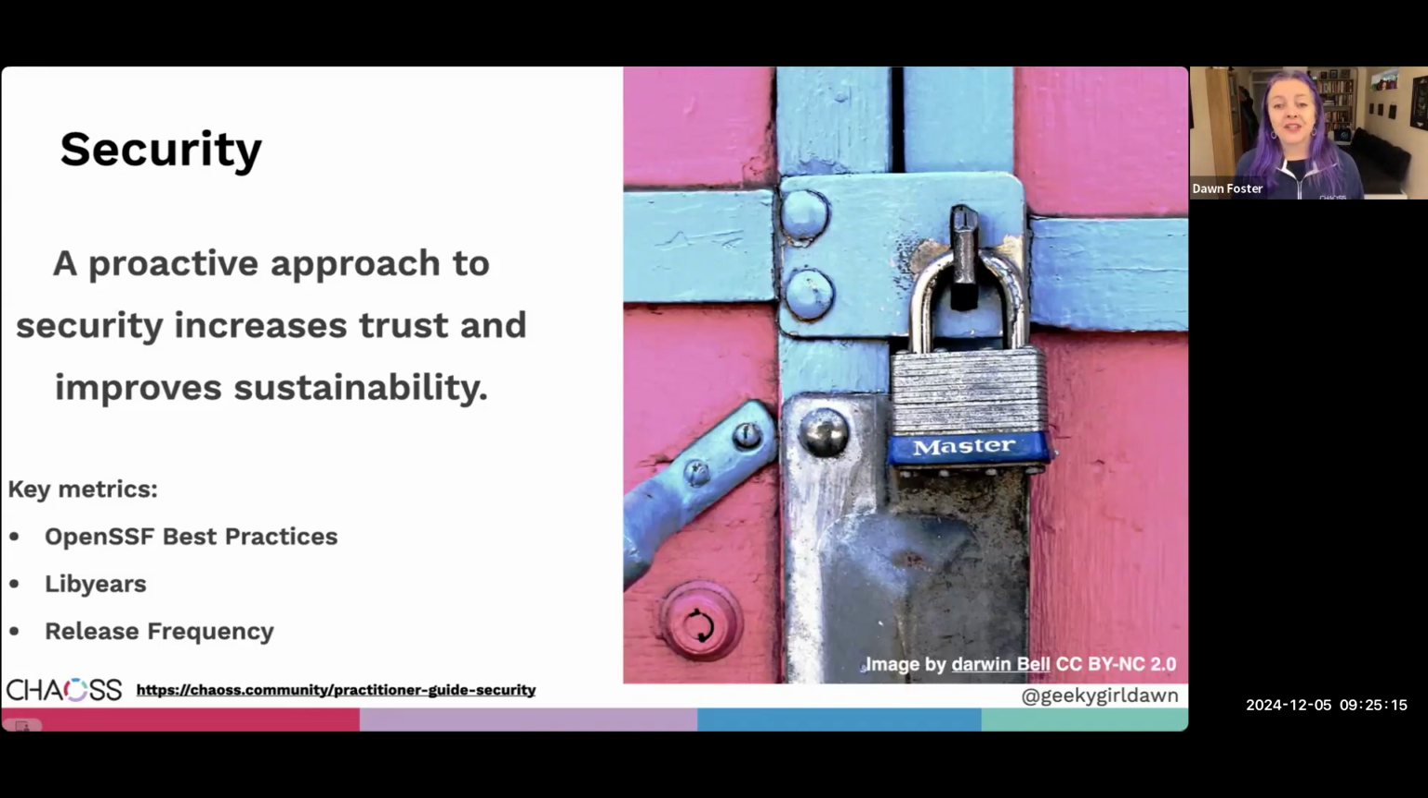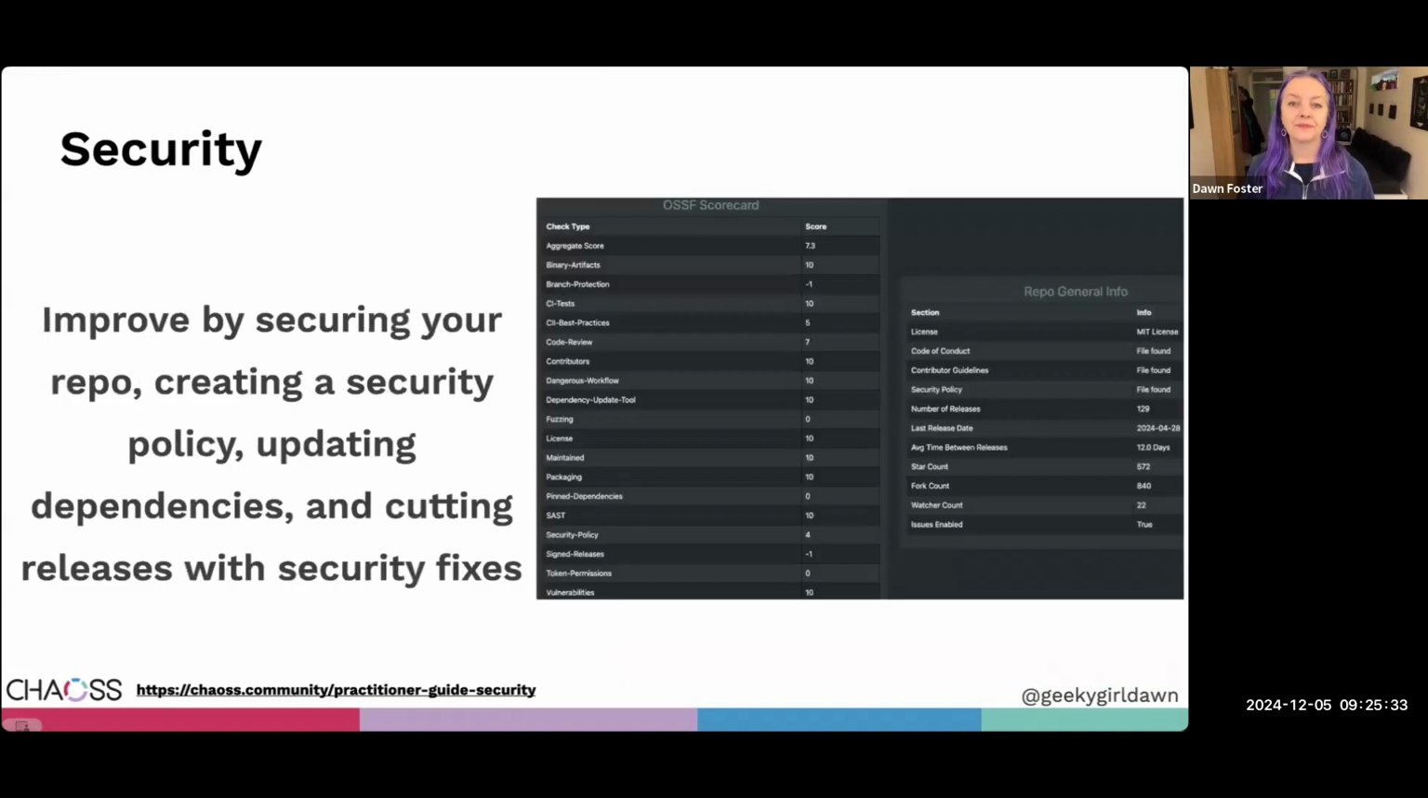And people tend not to trust projects with unpatched security vulnerabilities and are more likely to adopt projects that they trust to be more secure. So in short, projects that take a proactive approach by having a security policy, addressing security issues, and releasing fixes are more sustainable over the long term.